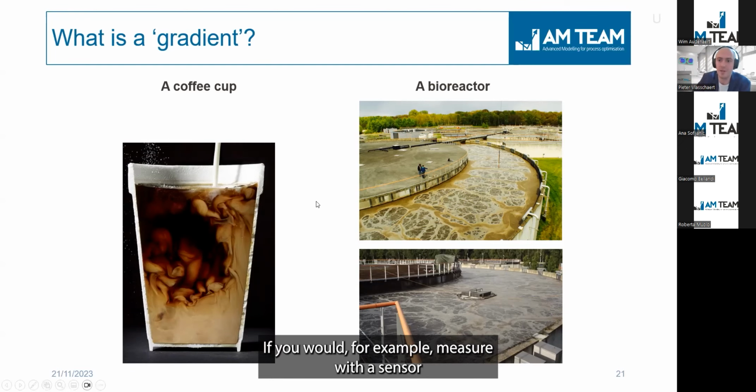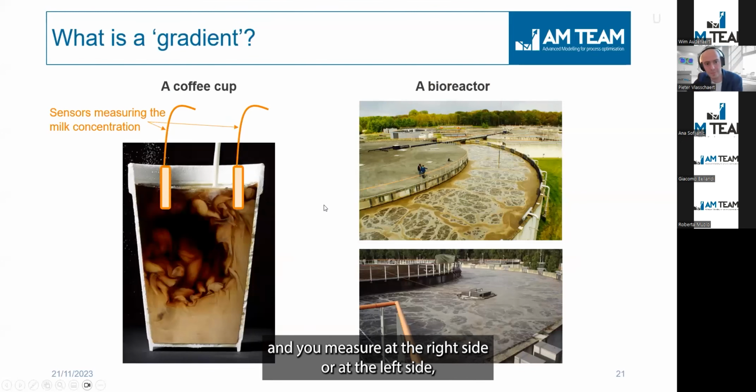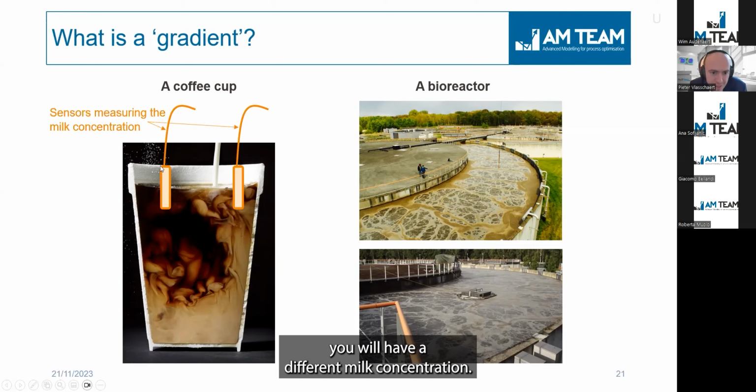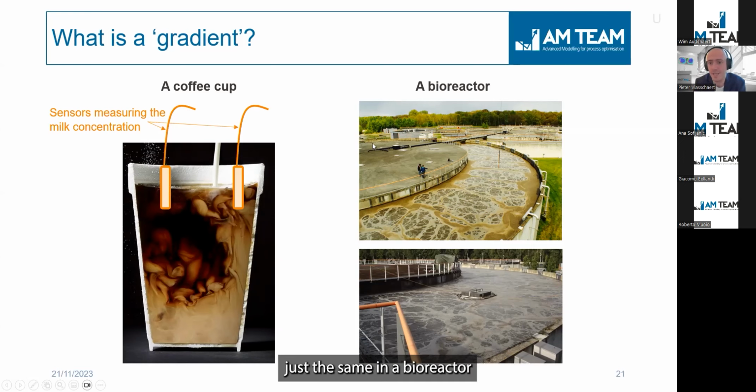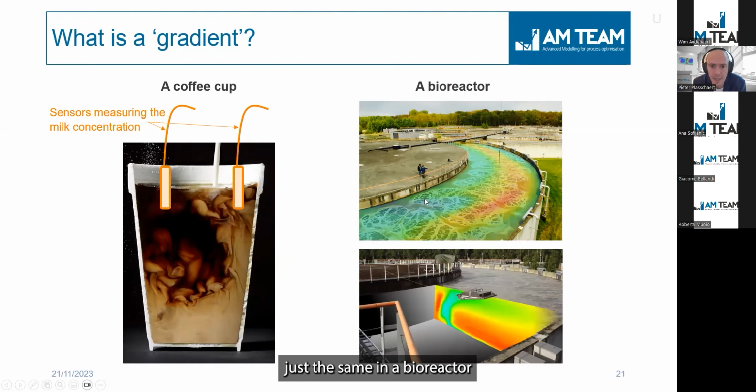If you would, for example, measure with a sensor, and you measure at the right side or at the left side, you will have a different milk concentration. And this is actually just the same in a bioreactor. Bioreactors really have a lot of gradients.